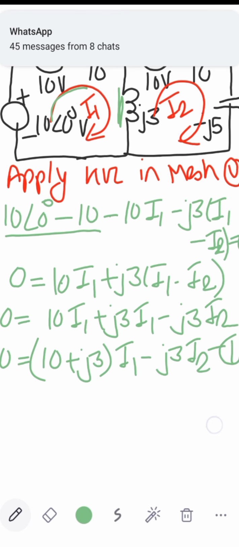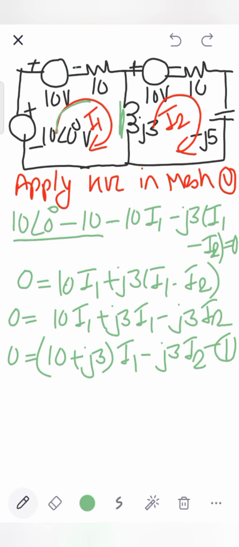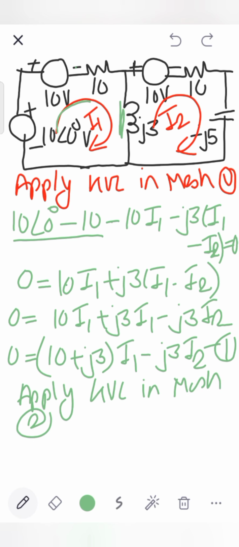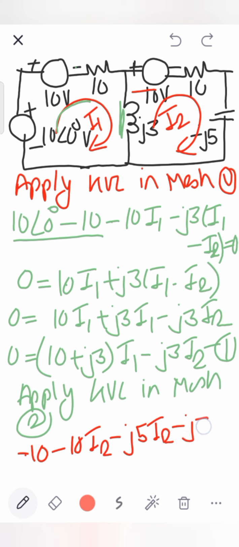This is your equation number 1. Now go for the second loop. Apply KVL in mesh 2. What is the equation? The equation will start with the voltage source, minus 10, minus 10 I2, minus J5 I2, minus J3 (I2 minus I1). Solve this.